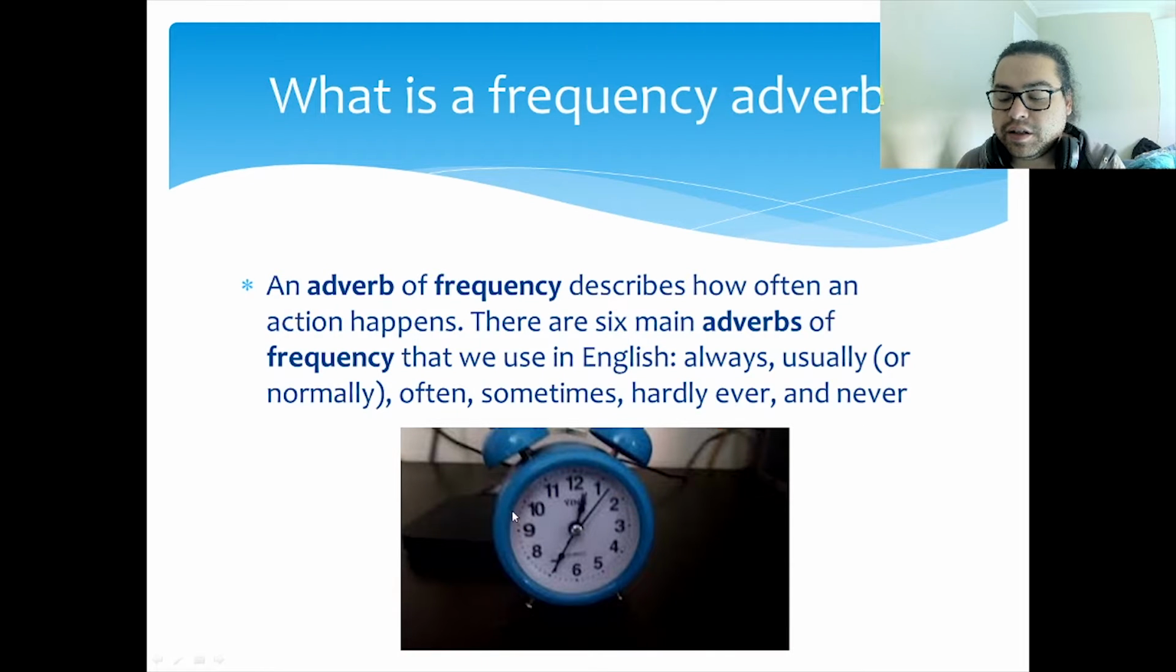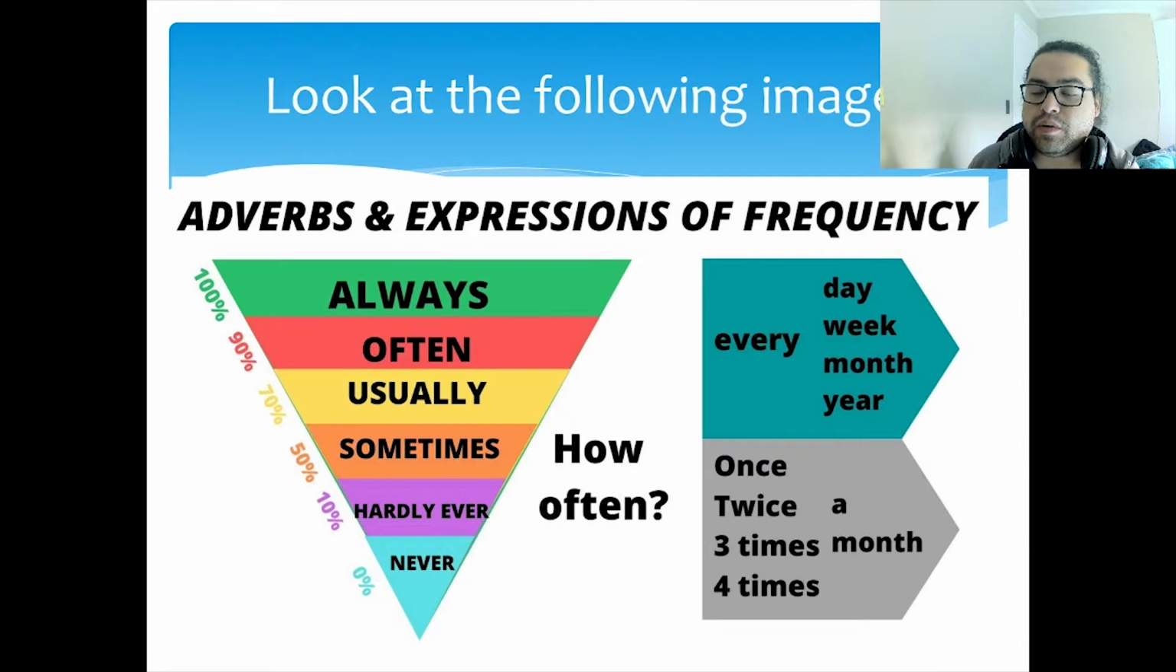As you can see here, I have the picture of a clock, right? So this clock tells us about the frequency that actions happen. Okay? So look at the following image. In here we have adverbs and expressions of frequency. These adverbs that are always, often, usually, sometimes, hardly ever, and never have a percentage of frequency.